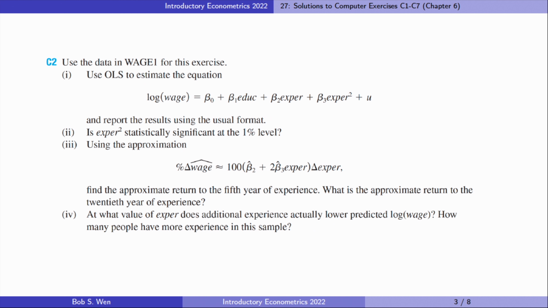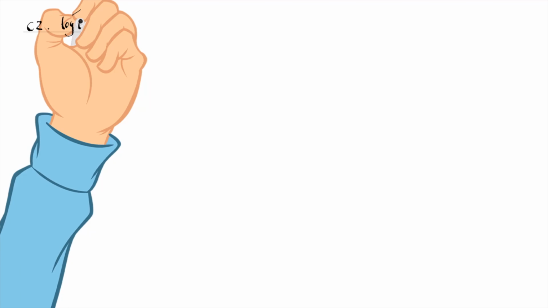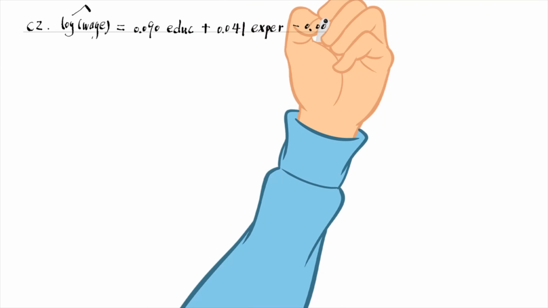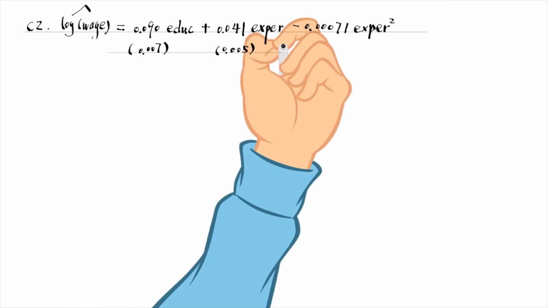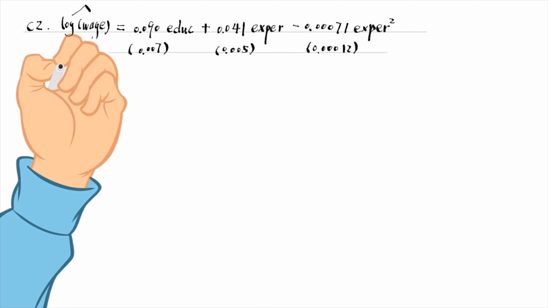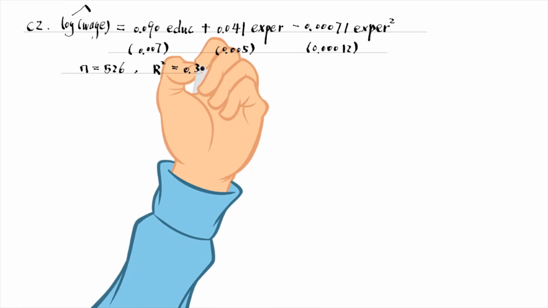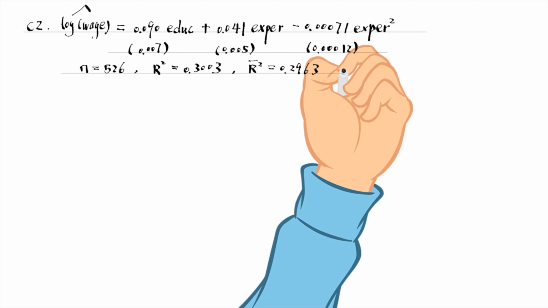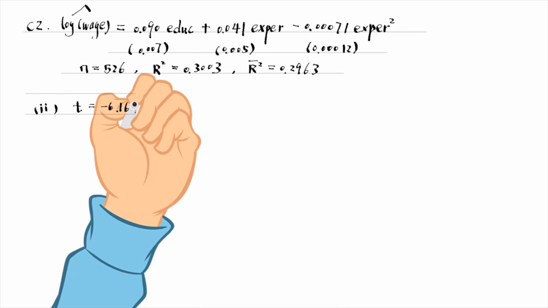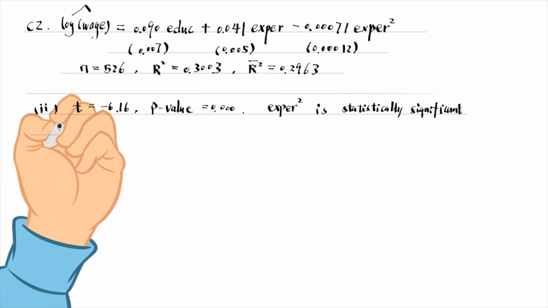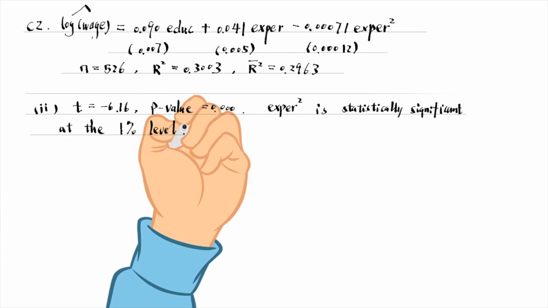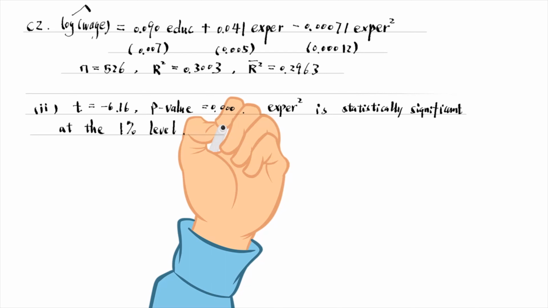Let's do the second computer exercise. The estimated equation is as follows. The square of experience has a t-statistic of minus 6.16. The p-value is 0.000. It is statistically significant at the 1% level.